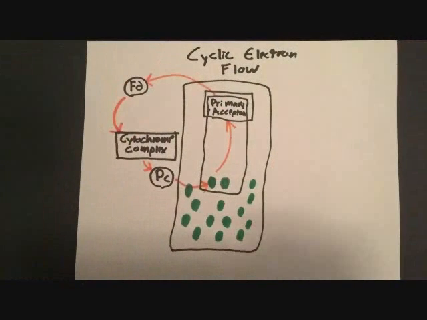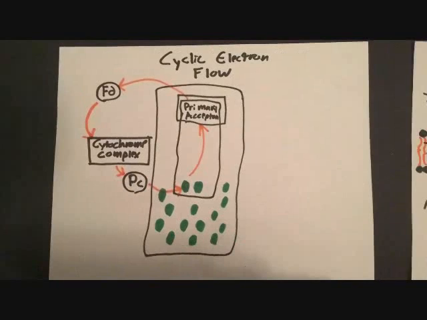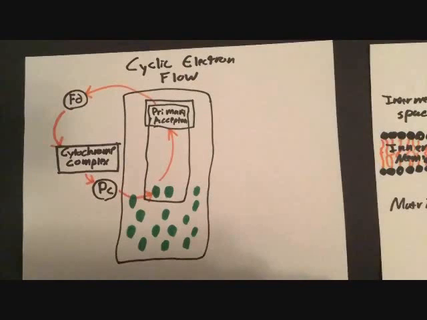Cyclic electron flow takes place only in photosystem 1, where photoexcited electrons are occasionally shunted back from ferredoxin to chlorophyll via the cytochrome complex and plastocyanin. This reaction only creates ATP and no NADPH.